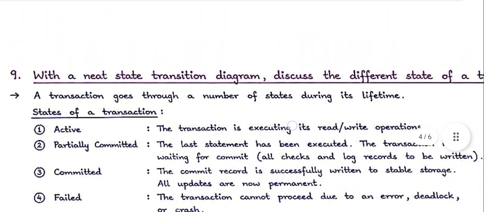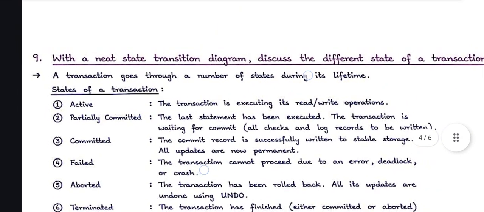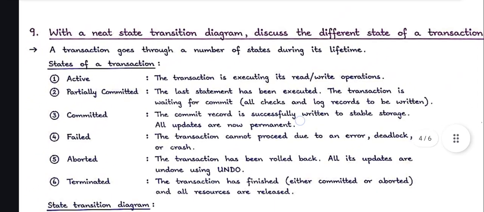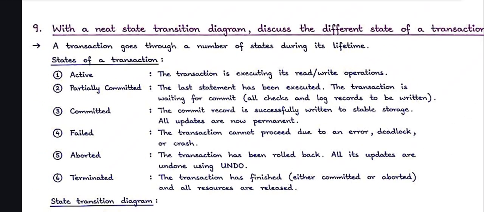With a neat state transition diagram, discuss the different states of a transaction. The transaction goes through a number of states during its lifetime. Active state: the transaction is executing its read or write operation. Partially committed: the last statement has been executed. The transaction is waiting for the commit. All checks and log records have already been written.